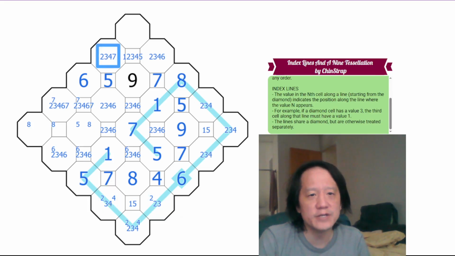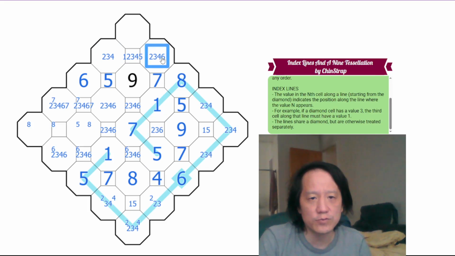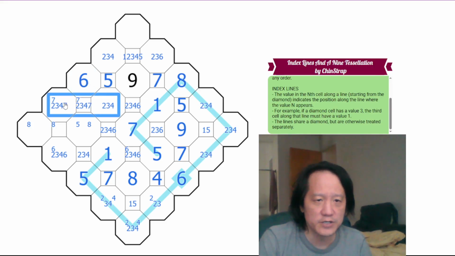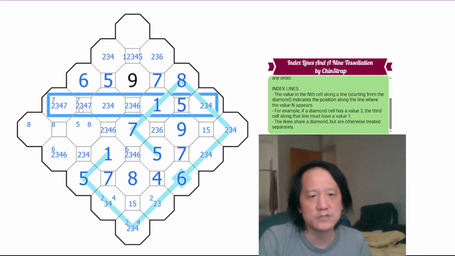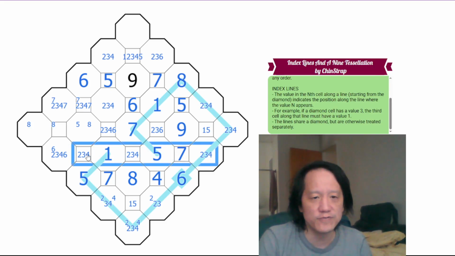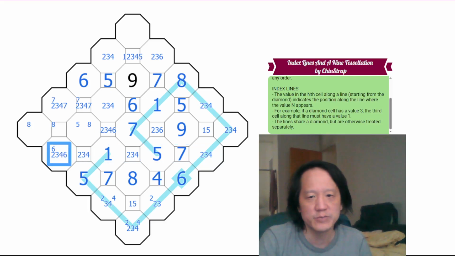This 7 eliminates 7 here. This 4 eliminates 4 in the rest of the column. This can't be 6 anymore because of the 6 in the column. These can't be 6 because they're all sharing an edge with this cell. So where's the 6 in row 4? It must be here, which eliminates 6 as a possibility here. So we get a 2, 3, 4 triplet in row 6, which eliminates 2, 3, 4 in the rest of the row. So this is 6.